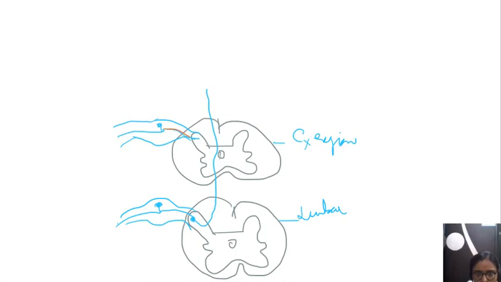So this is lateral, right? So if I name it, these are from the medial side, so these are Gracilis, and these are on the lateral side, these are Cuneatus. So we have seen that these are called the fasciculus gracilis and fasciculus cuneatus, right?